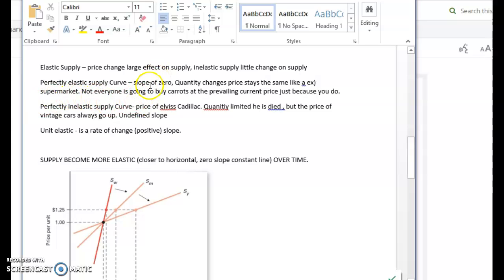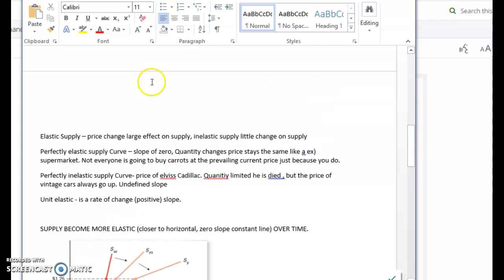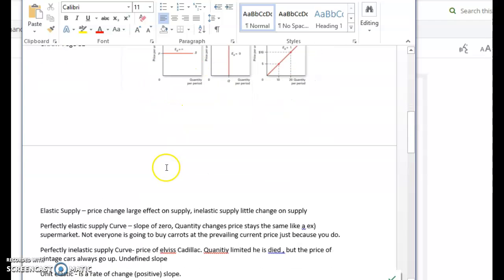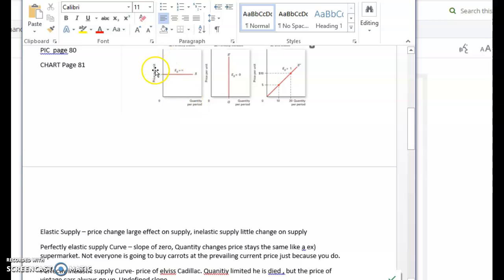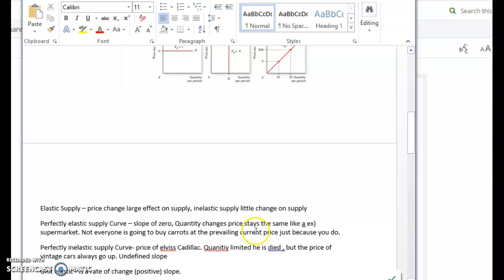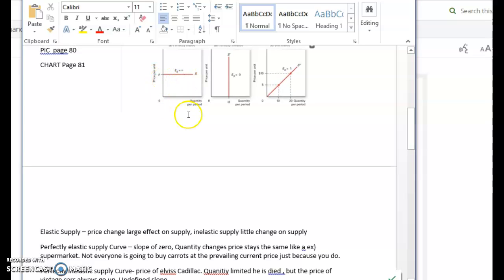I like these real life examples. So if you were watching the graph of this, what would be an example? An example would be that not everyone is going to buy carrots at the prevailing current price just because you do. So if you buy a carrot here, not everybody's going to buy it at that same price. This is a really good example, the Elvis Cadillac example. So this is a supermarket example, a flat line.